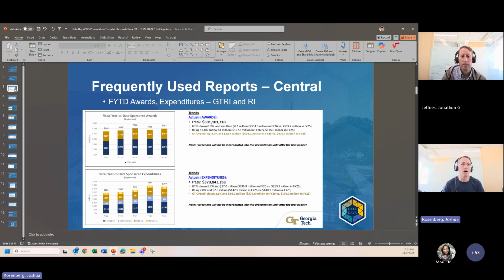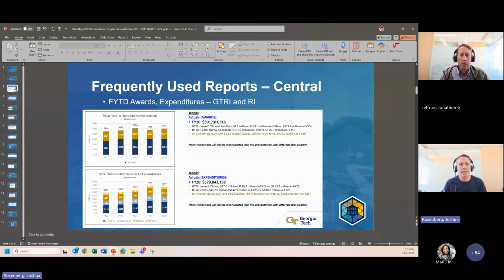So what you see here are award totals. And in this case, I'm just using an example of through the month of September. This is across GTRI and RI. I show not only the change year over year in percentage, but also change in dollar amount. Okay, and it's important for our leadership to understand which pieces are GTRI versus RI because both are evaluated separately.